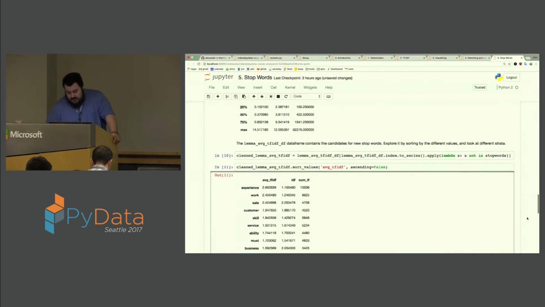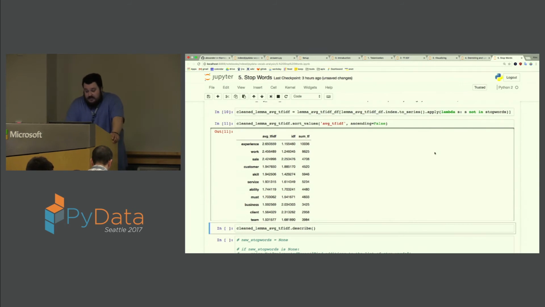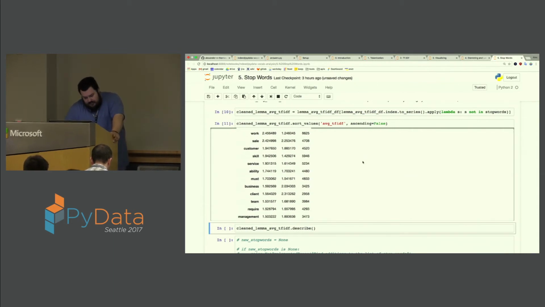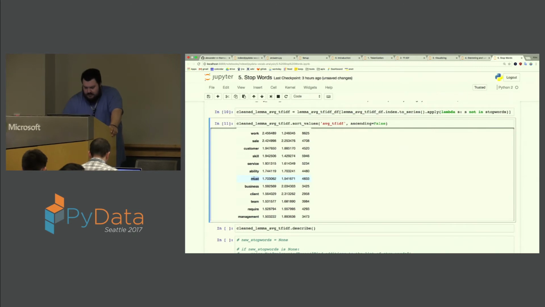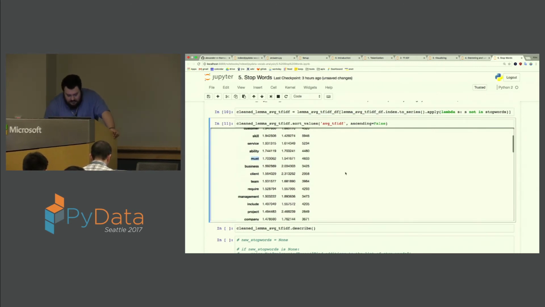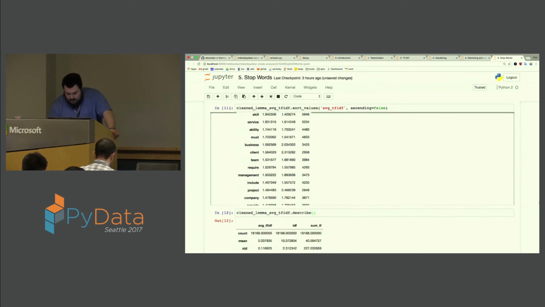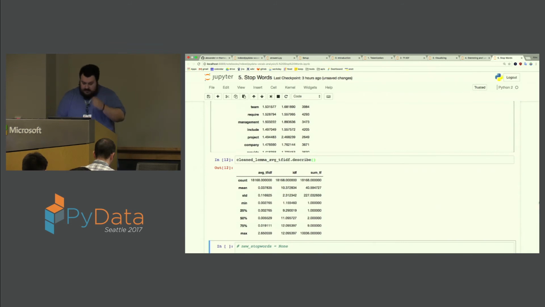So let's look at the ones that are not stop words. Let's see what they look like. So we have experience, works. These are the high average TF.IDF non-stop words, at least non according to NLTK. Business, client, must. Oh, interesting. Must. That should have been in there. And let's look at the description. Okay. This was 0.04 for the general vocabulary.